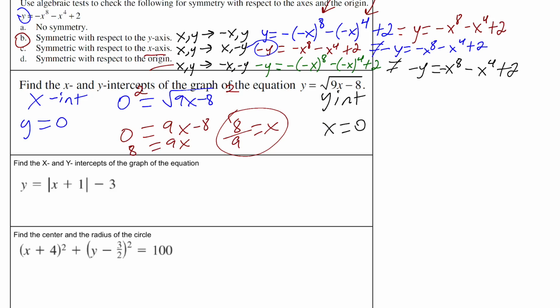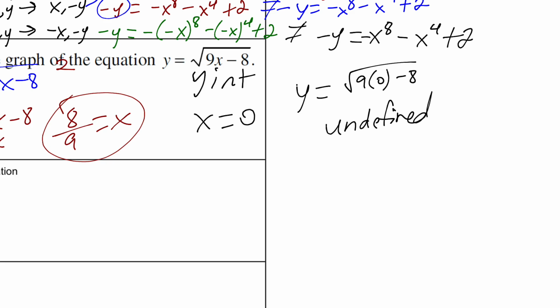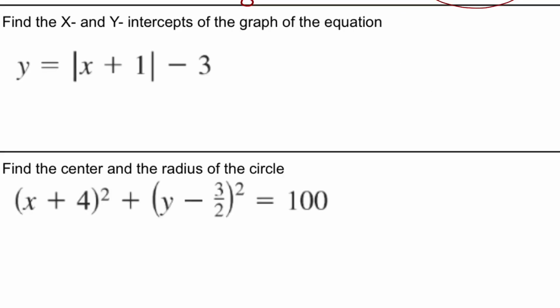If I want to do the same thing and find the y-intercept, that tells me that x is equal to 0. I plug in a 0 for the other variable. So this means that y is equal to the square root of 9 times 0 minus 8. And this is going to be undefined, because you cannot take the square root of a negative number. So there is no y-intercept. It's never going to cross that axis. You could graph these and find out these answers pretty quickly, but let's keep going with the algebraic method.